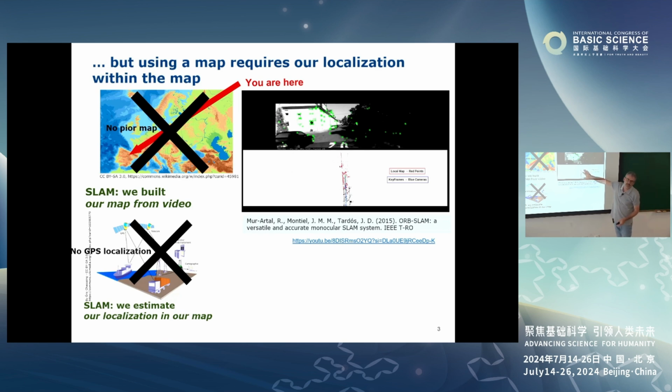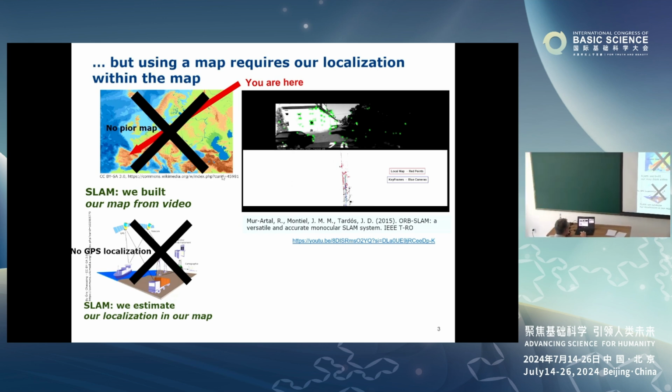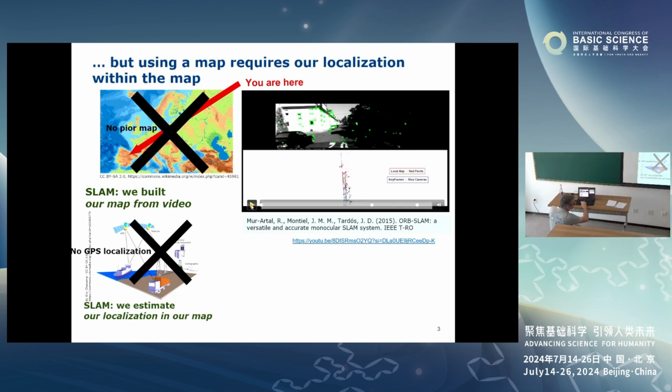The only information that we are going to use for making the map and for localizing within the map is going to be a camera. So this is the ORB-SLAM system that is able to do this.